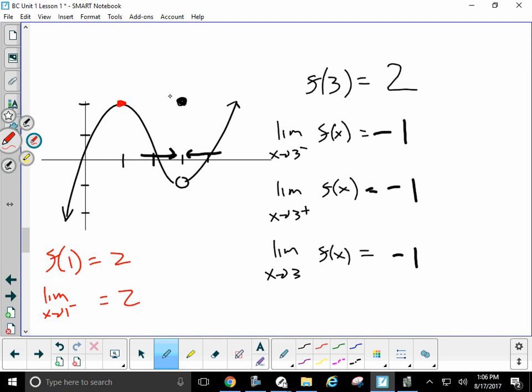So it's only in interesting cases like these with these open circles or that kind of jump that the limits sometimes don't exist, they don't agree with each other, and they don't agree with the function values, or the function values don't exist. Okay? All right.